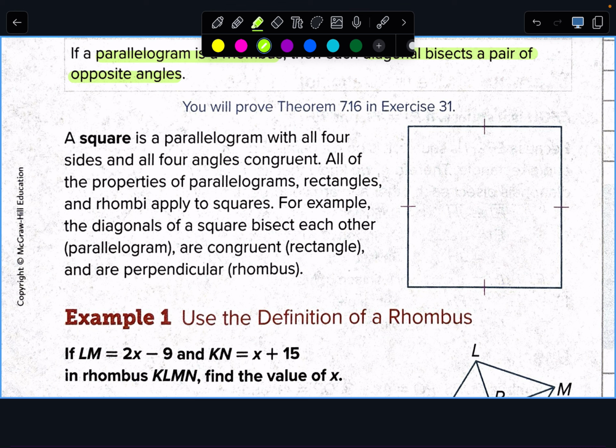I get it. Okay. So in a square, all four sides are congruent. All four angles are congruent. So a square is going to have the same properties as a rectangle, a parallelogram, and a rhombus. It's like the specialist of all of them. I feel like just everything is equal. The angles are equal.